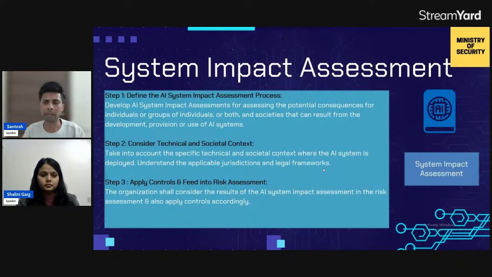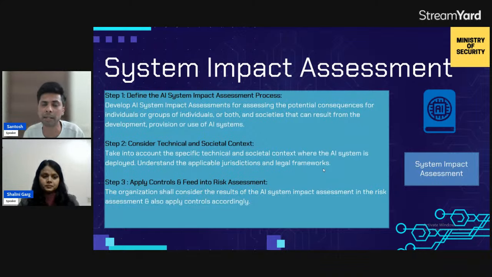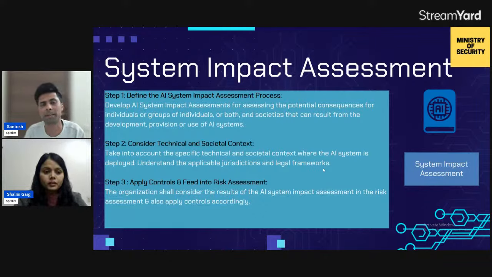This is something really new, system impact assessment, which I did not know about until I started reading about the standard. We usually don't do this kind of system impact assessment; it is something pretty new, only as part of your ISO 42001. It is very simple and similar to your risk assessment, which we spoke about just two slides back. This can be your input to your risk assessment. So what is this system impact assessment?